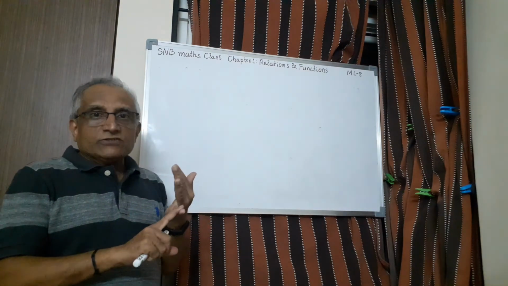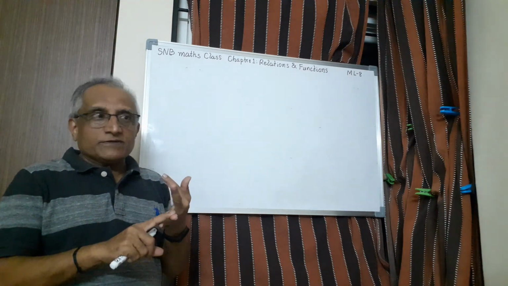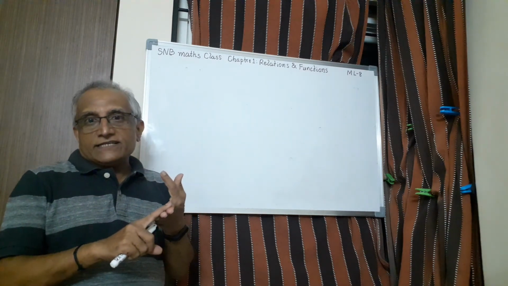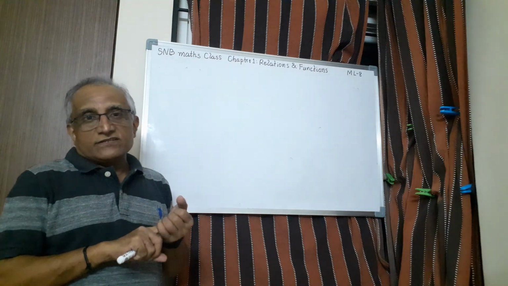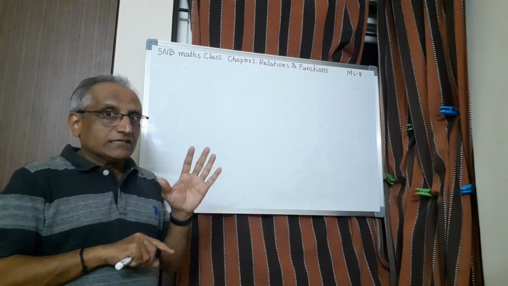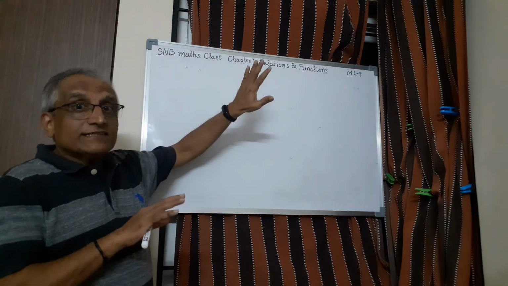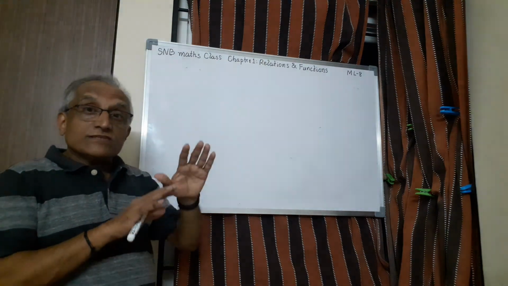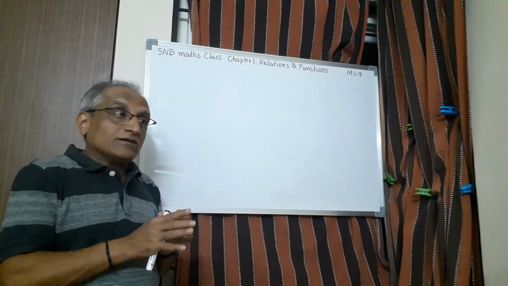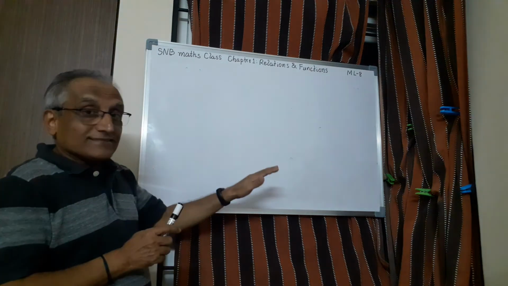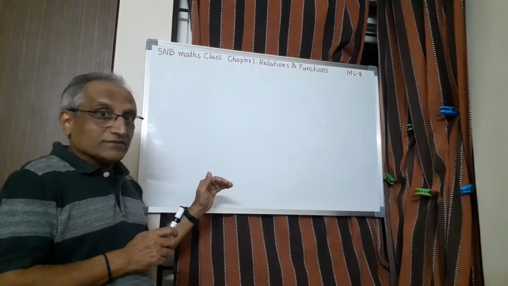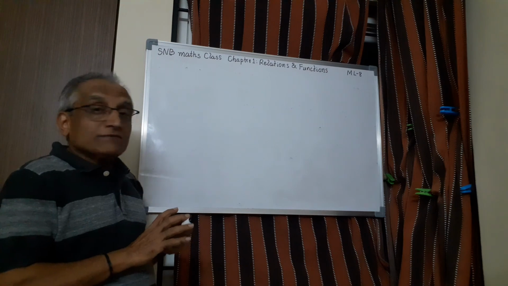For example, commutative property, associative property, existence of identity, existence of inverse. These are the four major concepts which are coming under binary operation. With this, the syllabus for the first chapter will be over. Of course, we have to go to exercise and solve the problems based on this. That we will do in the supplementary lesson.